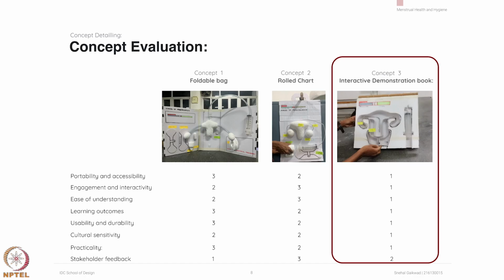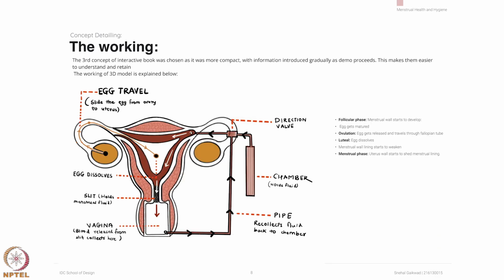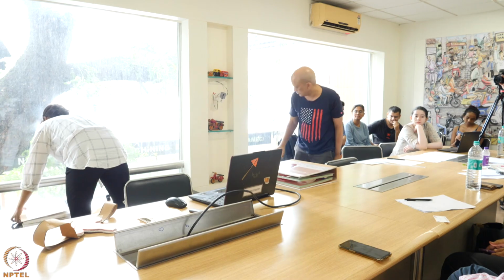Then the second one was how this will work. First I'll show the follicular phase, where the egg will travel from the ovary through the fallopian tube. In the next step, we'll fill the chamber over here with liquid, and then after the luteal phase, we'll remove this plunger from here, and then the wall lining will break. That will indicate menstruation.